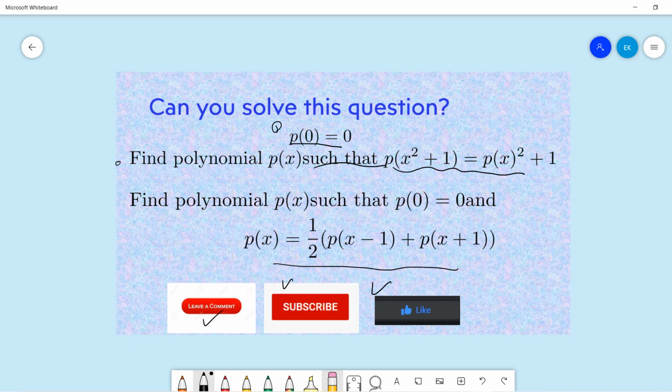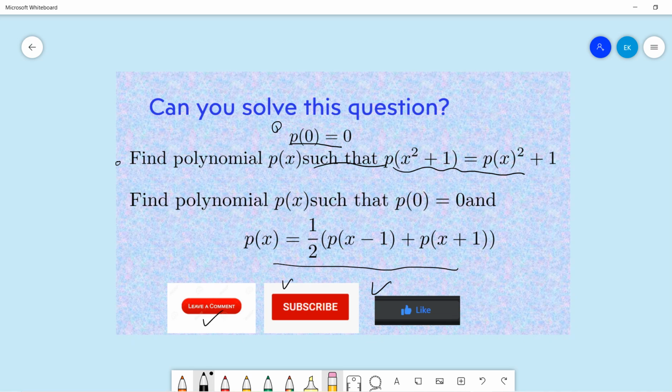Because you only have this so-called functional equation. It's not like somebody gives you p of 1 equals 1, p of 2 equals 2 and p of 3 equals 3, where you could directly use the Lagrange polynomial and just find the roots. So it's not guaranteed that you can do this.